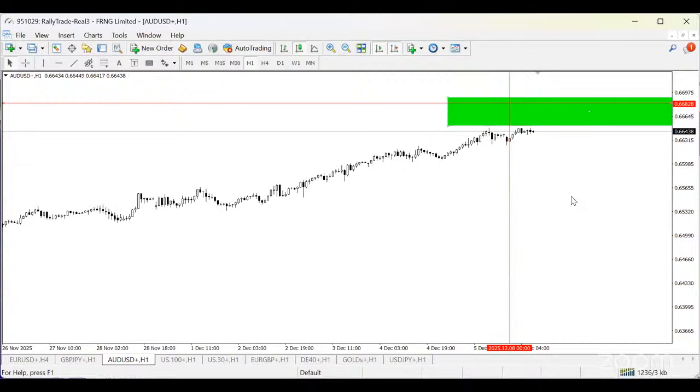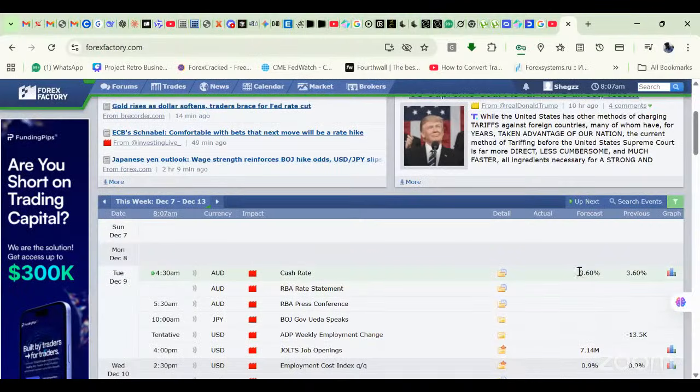3.6. Was it 3.66 or 3.62? Let's find out. Not sure. Yeah, 3.60. Okay, so the rate could just come lower. For example, it could come at 3.5. If it comes at 3.4, or 3.3. But if it comes at 3.6, most likely AUD will rise. If it comes short, most likely AUD will drop.